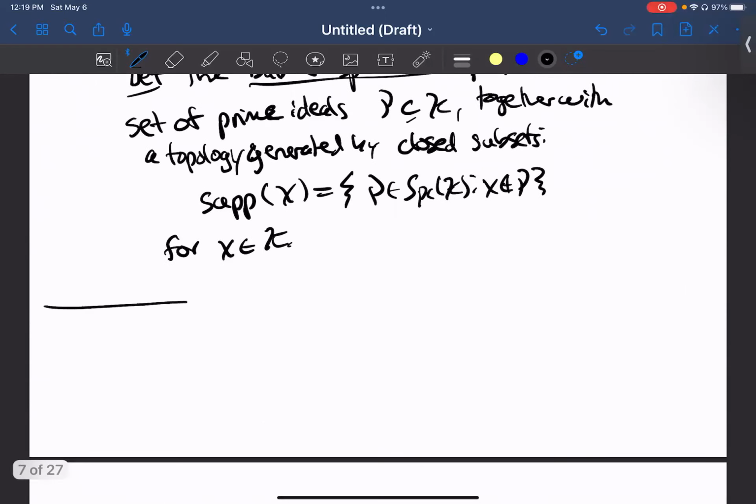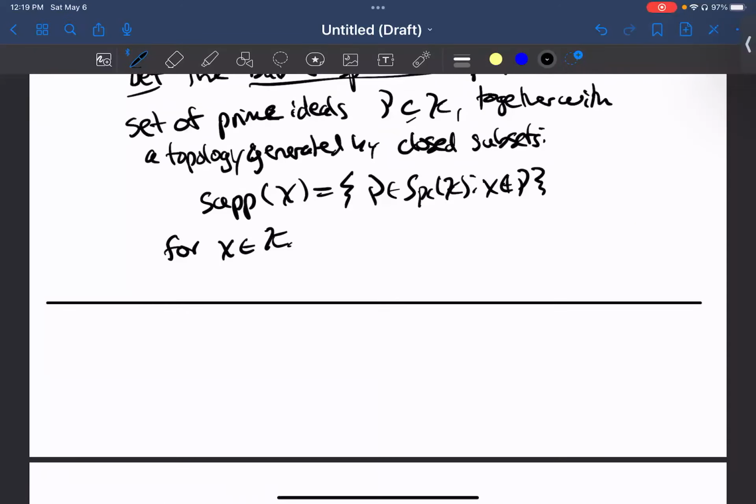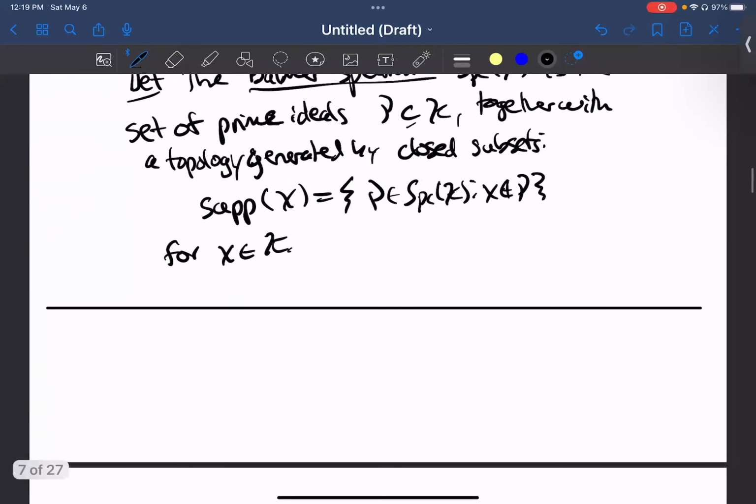Okay. So those are some basic notions. Now let's get to the main point of today, discussing nilpotence in this setup.